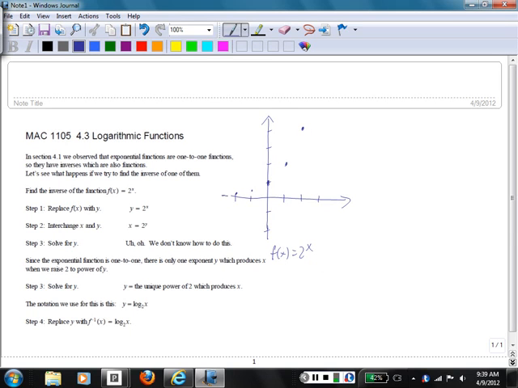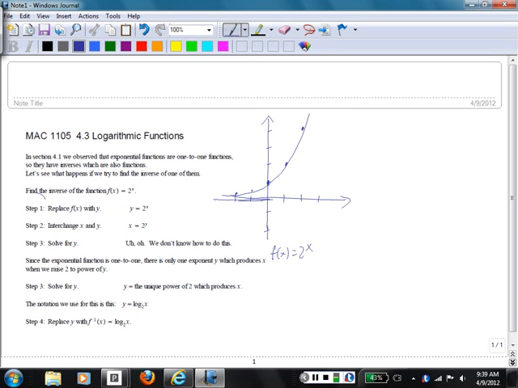So the graph looks like this, really close to the x-axis there. I probably should not draw it in such a way that it looks like it actually crosses the x-axis, so maybe I'll tweak my x-axis like that. So this is the graph of f of x equals 2 to the x. It's an increasing function. It passes the horizontal line test, so it's a one-to-one function, so it has an inverse. The task at hand is to find the inverse.